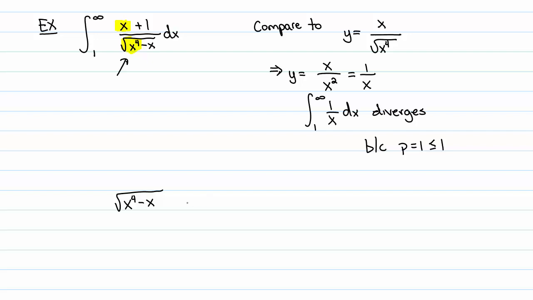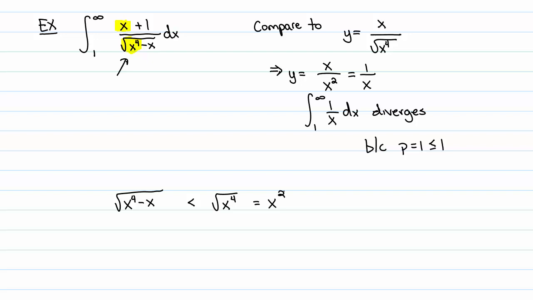But if you think about it, it's actually less than the square root of x to the fourth, which is x squared. I want to somehow get that square root out of there. So I've successfully done that. I've said x to the fourth minus x underneath the square root.